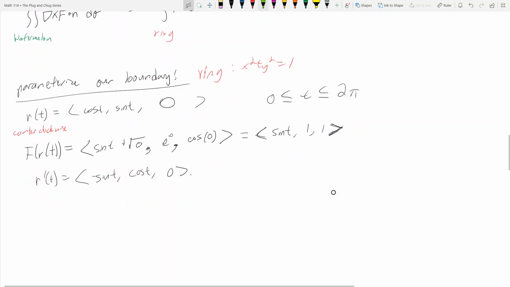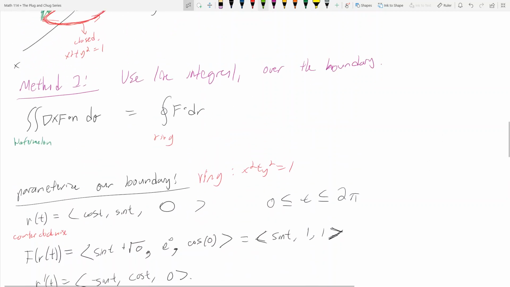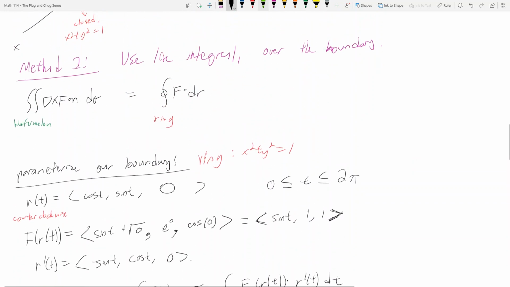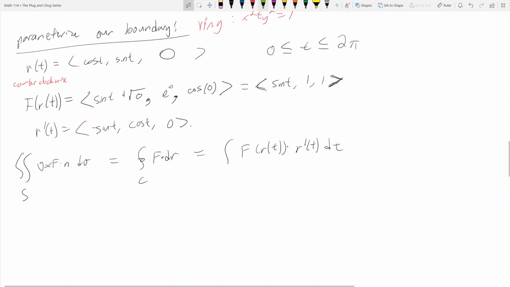All right, and now the double integral of curl of f dot n d sigma over our surface is going to be equal to the line integral of f dot dr over my curve or the boundary, and that's the same then as f of r of t dotted with r prime of t dt, right? And f dot dr is f of r of t dotted with r prime of t, 16.2 stuff. You should be familiar with this.